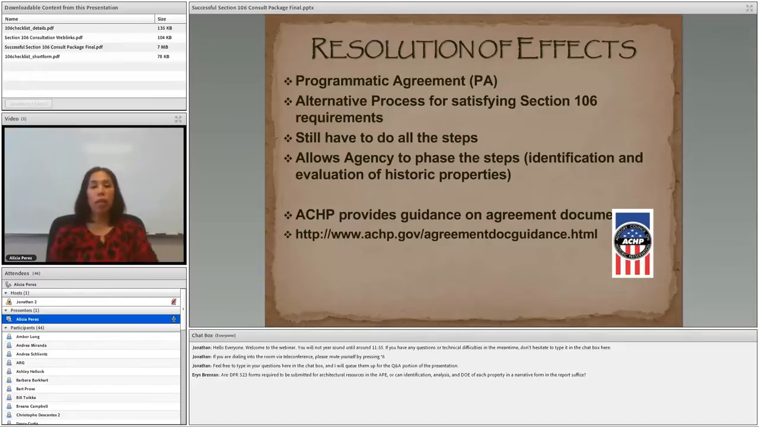Definitely want to check out the Council's website for more guidance on agreement documents. And I believe our website also has links too that may be beneficial.